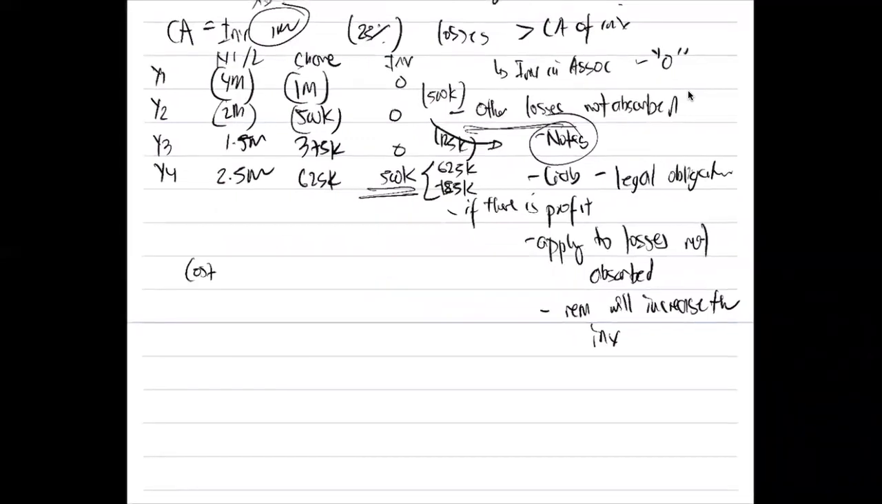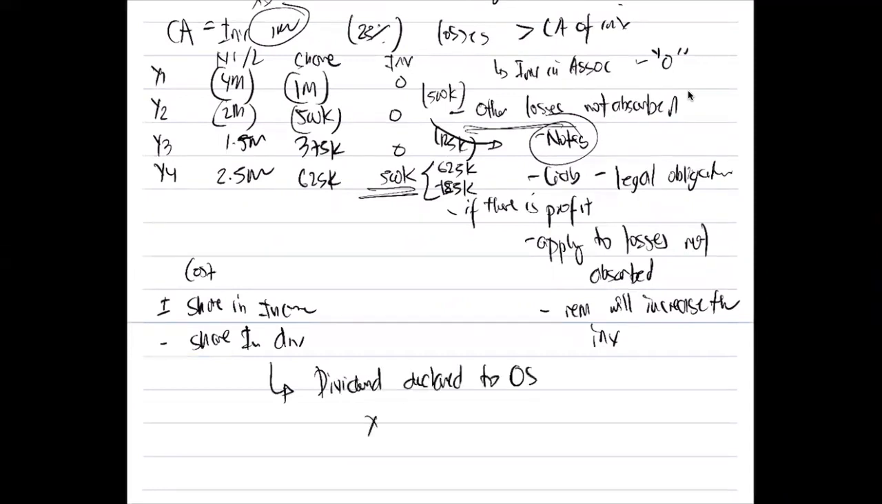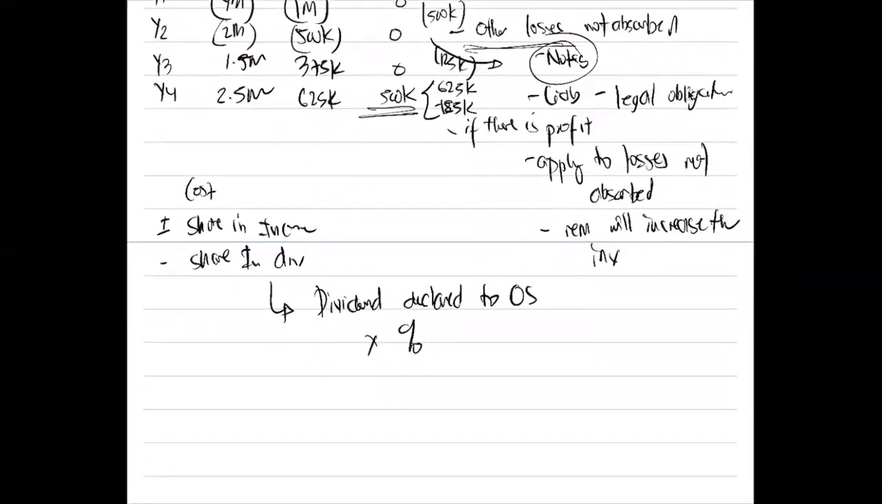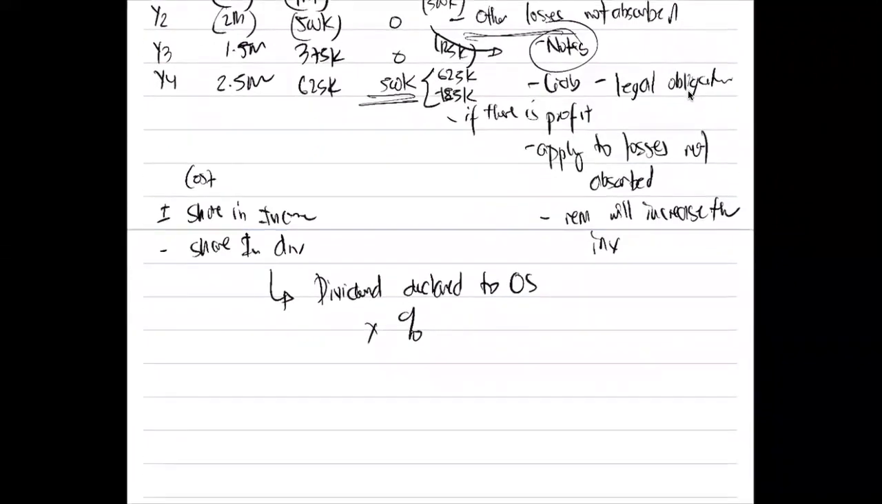So we have your cost plus or minus share in income, less share in dividends. So how do we compute for your share in dividends? This is the dividend declared to ordinary shares multiplied by your percentage. So madali lang yan. So if your cost of investment is 1.5 million, and the income of associate is, let's say, 3 million. And then dividend to ordinary shares is 400,000 pesos.